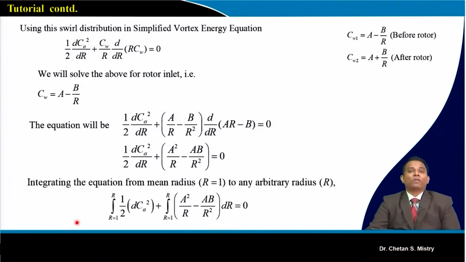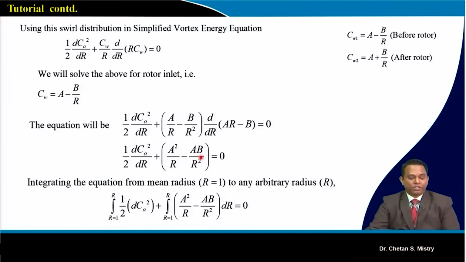Now based on our vortex energy equation, if we put this equation where I write Cw as A minus B by R, at the entry, A minus B by R, this gives me the variation of axial velocity. You can understand this does not come to be 0. That means we need to calculate the variation of axial velocity at a particular station.